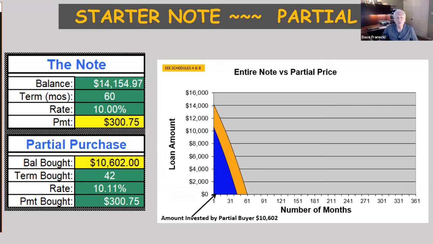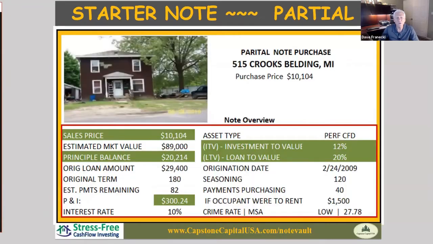So she purchased the blue. I retained the gold. Combined, it was the 60 payments. Very, very simple, very straightforward. I'm going to show you two more examples. Let's move on. This house, not a very pretty house.